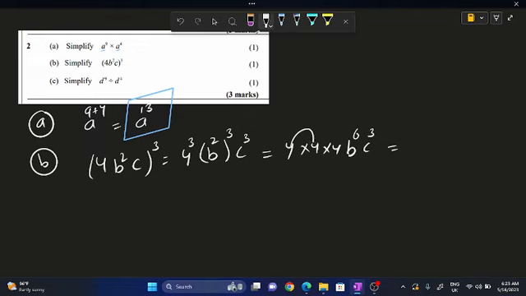4 times 4 is 16. 16 times 4 is 64. So your answer would be 64 b raised to the power 6 c cube. That is the answer for B part.